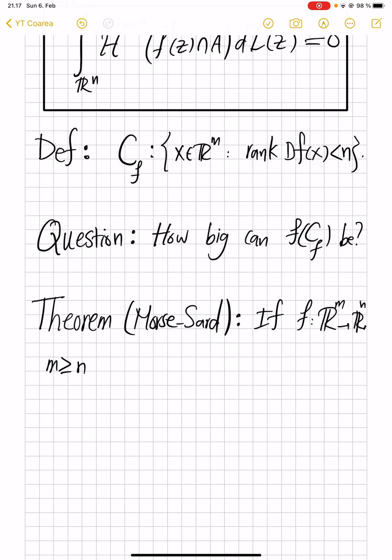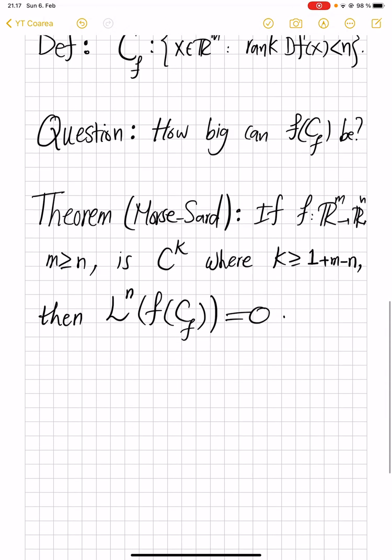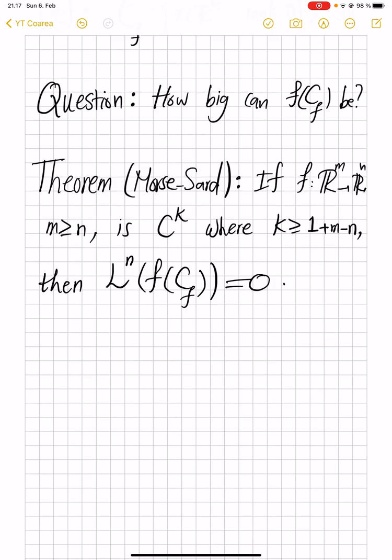So if this function f is C^k, k times continuously differentiable, where k is at least equal to 1 plus m minus n, then the Lebesgue measure of the image of the critical set is 0. And that's a spectacular result, that the Lebesgue measure of the image of the critical set is 0.